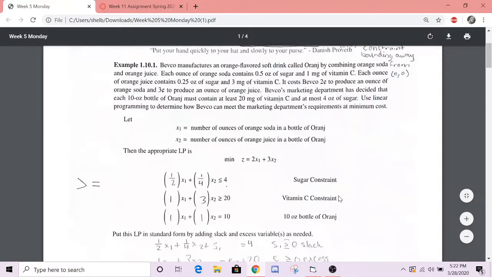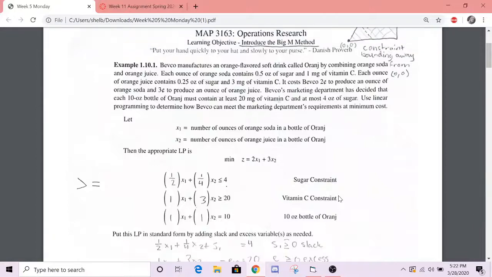Then we look at the vitamin C constraint and determine it similarly. We look for the amount of vitamin C in the orange soda and in the orange juice. So that would be 1 and 3, which we put into the equation accordingly. And it says at the very end that the orange must contain at least 20 milligrams of vitamin C. So if we're talking about at least, that means we need x1 plus 3x2 to be greater than or equal to 20, which is our milligrams.